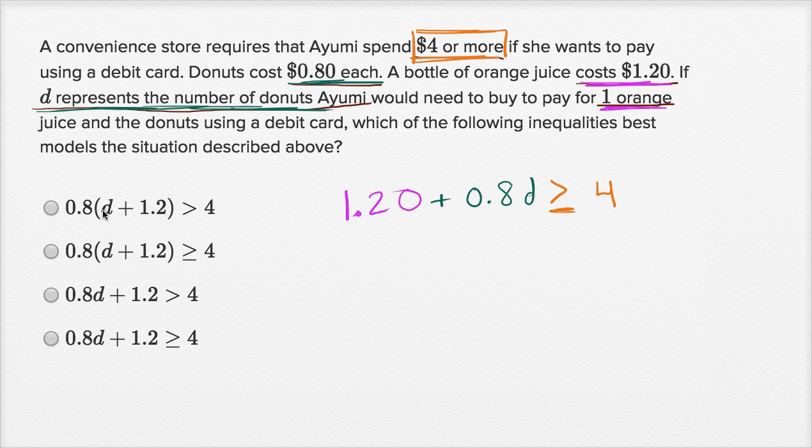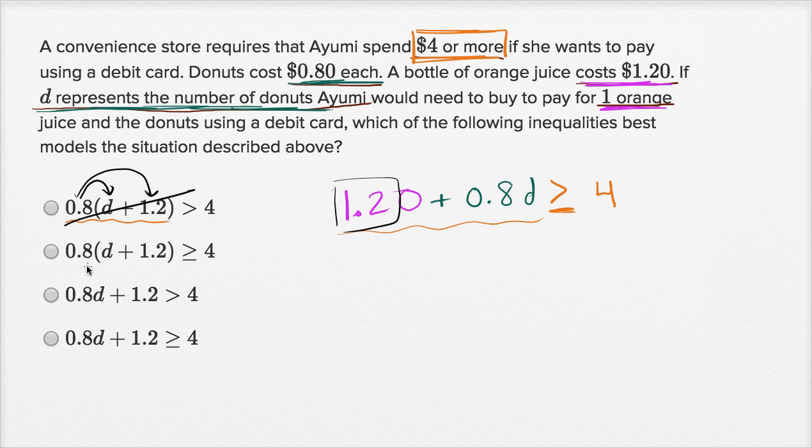So let's see, which of these choices describe that? You have 0.8D plus 1.2 is greater than 4. Before you even see if this expression is equivalent to this expression, you can see this is greater than 4. We want to be greater than or equal to 4. So just like that, you could rule this one out. And actually, if you distribute the 0.8D, you will see that you get something different. You get 0.8D, and then 0.8 times 1.2 is not $1.20. So we can rule that one out.